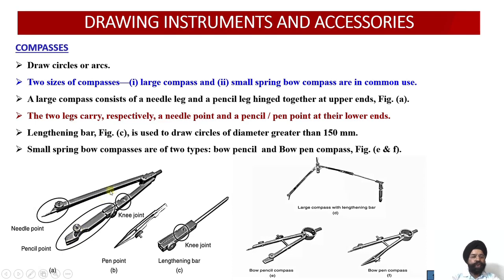Now, as I told you, the bigger compass can be used to draw circles up to 100 mm. The smaller compass over here can be used to draw circles up to radii of 25 mm. But if radii greater than 100 mm are to be drawn, then we can use this lengthening bar. Here we can add the lengthening bar, and using this we can draw circles or arcs up to 150 mm radius.